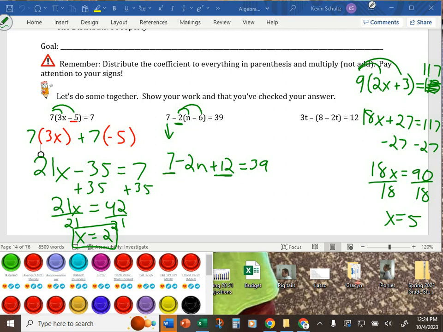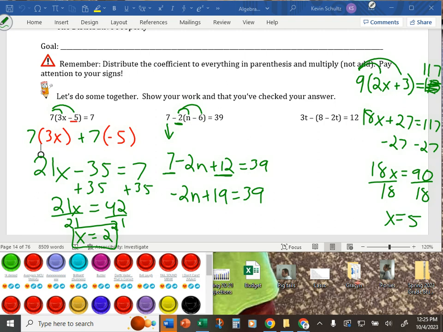What do 7 and 12 make? Anthony? No. Positive 7 and positive 12. You're thinking opposite operations, but I'll remind you, are we moving the 7 and the 12 from one side of the equation to the other? No. We only use opposite operations when we move something. We're not doing that. We're combining. So Anthony, I'll give you a second try here. 7 and 12 make what? Positive 7, positive 12 makes 19. So -2n plus 19 equals 39.